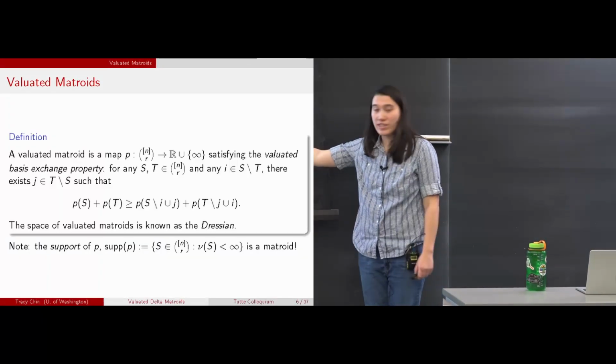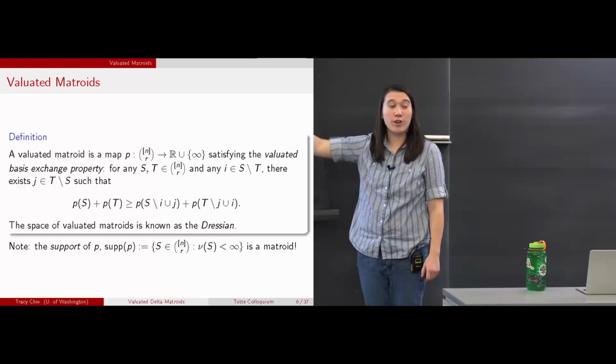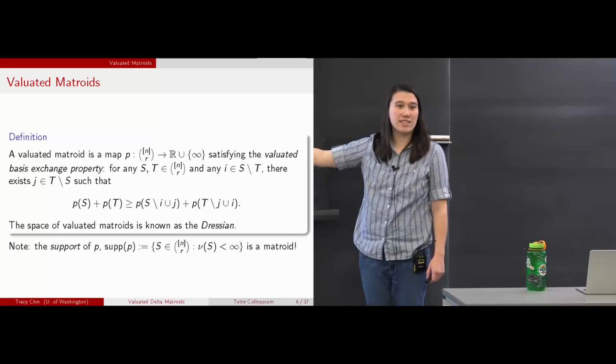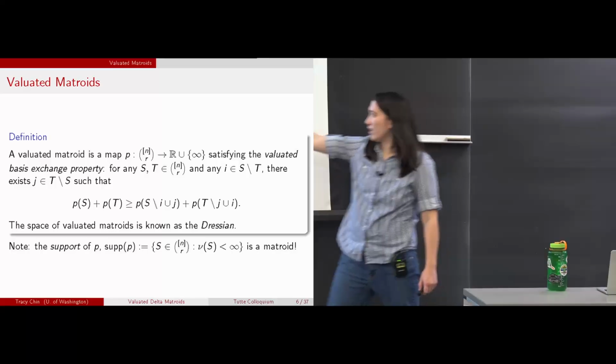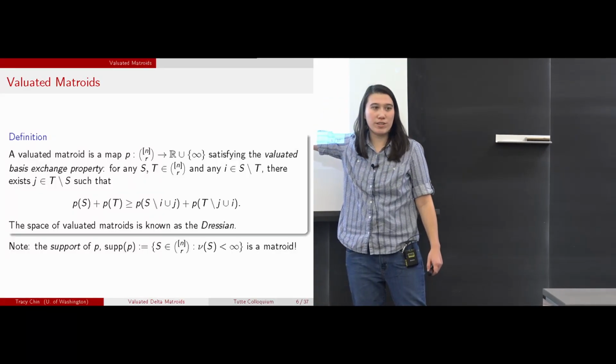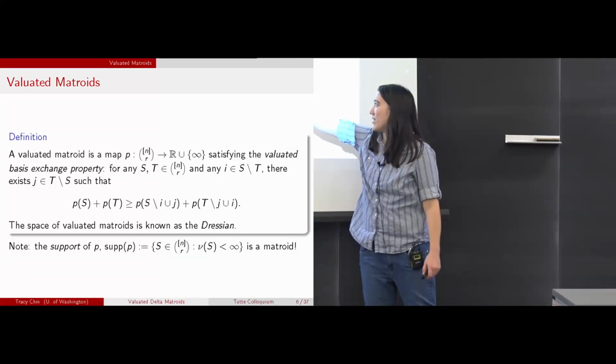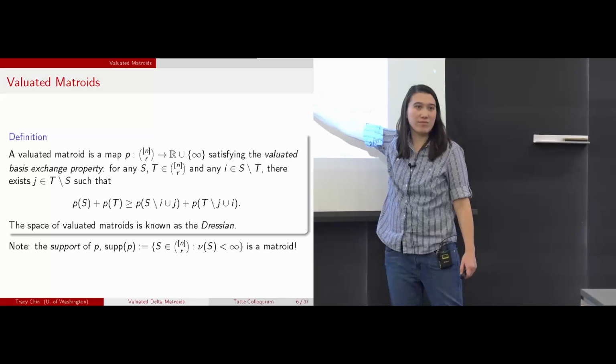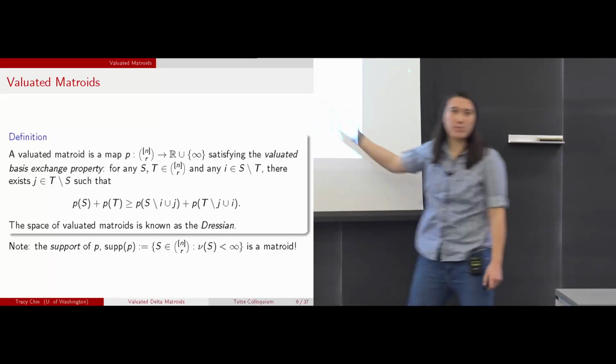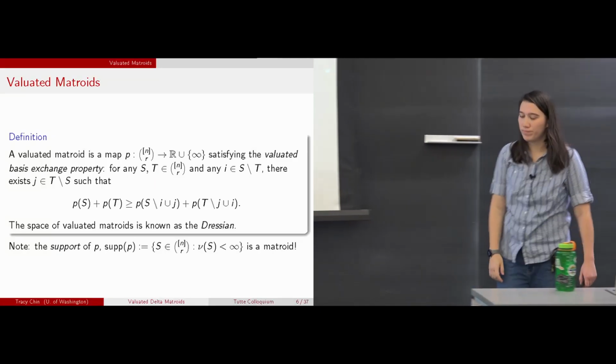One thing to note is that if we look at all of the things that aren't infinity, that has to give us a matroid. Because if p_S and p_T are both not infinity, we have to have not infinity on this side. So there has to be some sort of basis exchange we can do.